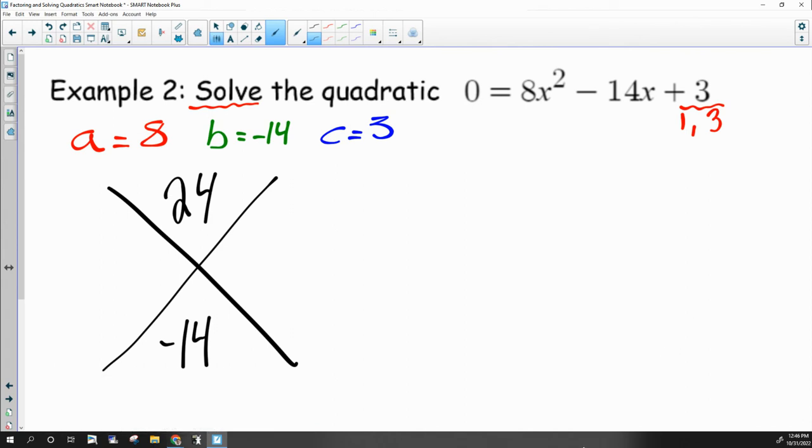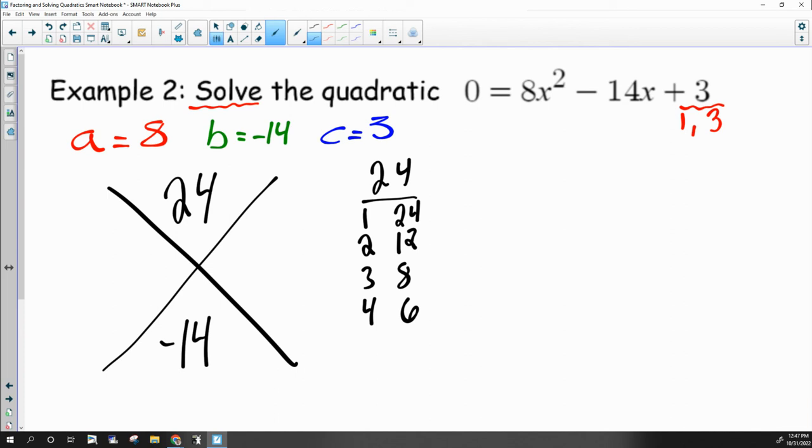Let everyone find it. Again, you'll get to the point where, like Eli, you can start to see the patterns, start to know your factors really well, and you can just look and see. If you still struggle with it, that's fine. That's why we have the factor sheet. 24, we already did this one. 1 and 24, 2 and 12, 3 and 8, 4 and 6.